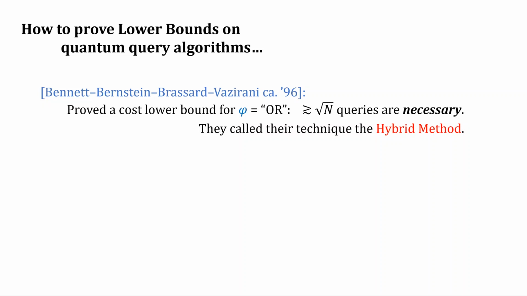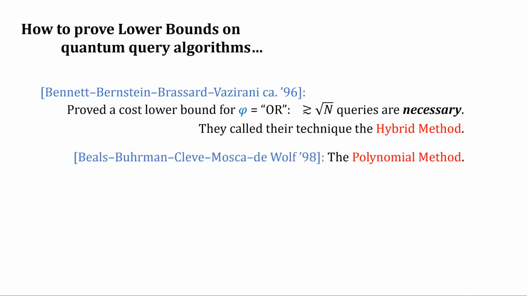Well, it all started with a paper by Bennett, Bernstein, Brassard, and Vazirani around '96 that actually predated Grover's algorithm, and they showed that just for this OR problem that Grover's algorithm solves, a constant times root n queries are necessary. You can't get away with anything less than that. And they called their technique for proving this the hybrid method.